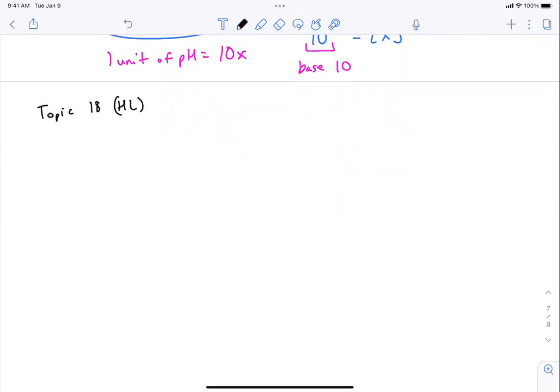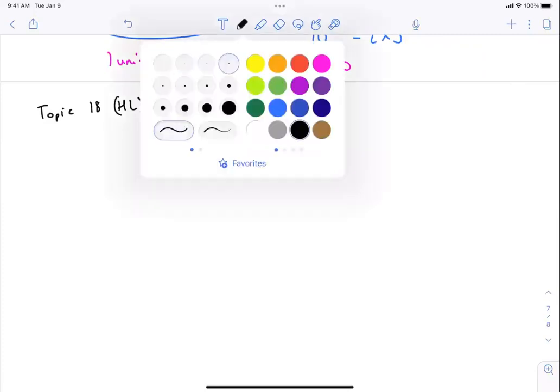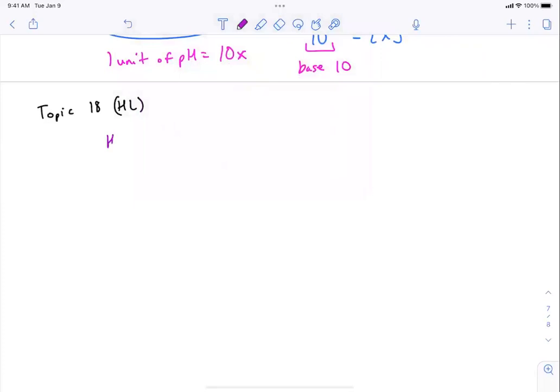Topic 18, HL. Okay, there's two things that I want you to take from this to try to minimize what you have to memorize. One is pH of salts. Predicting the pH of salts is based on the original acid and base strength.